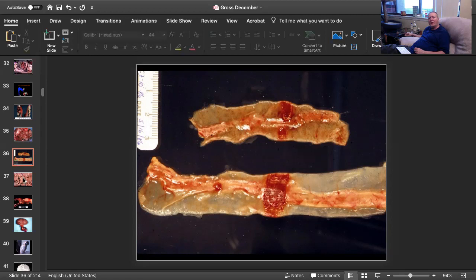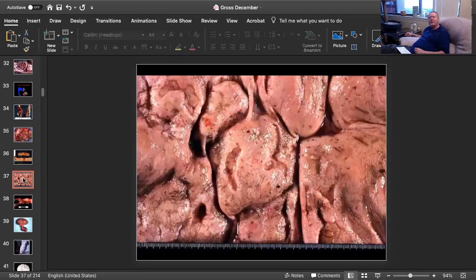Okay, slide number 4 is tissue from an ox. Can you give me a morphologic diagnosis?